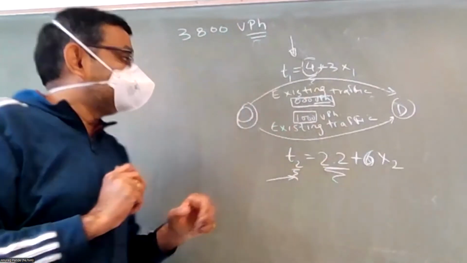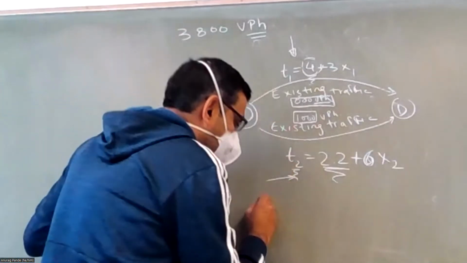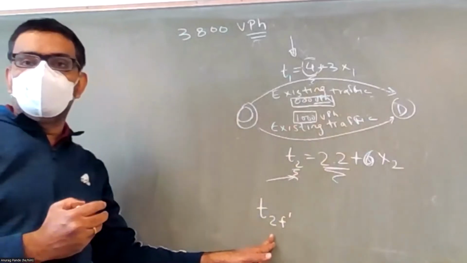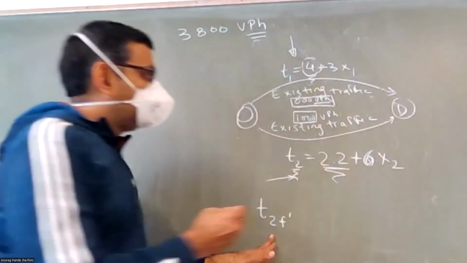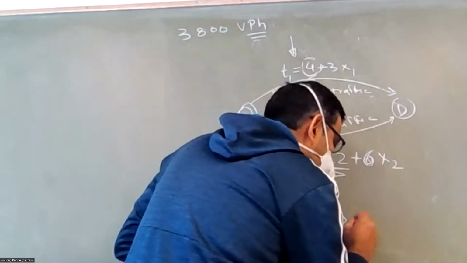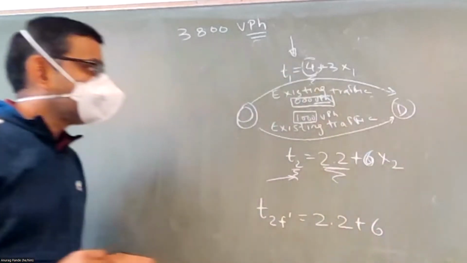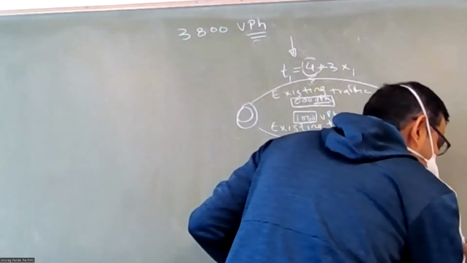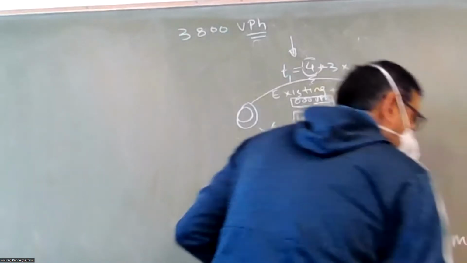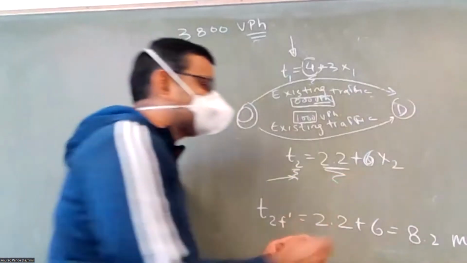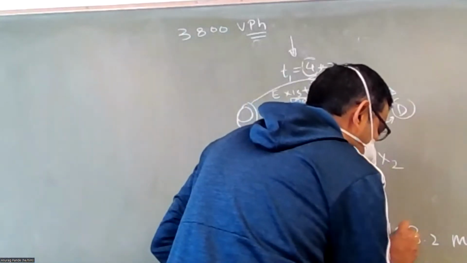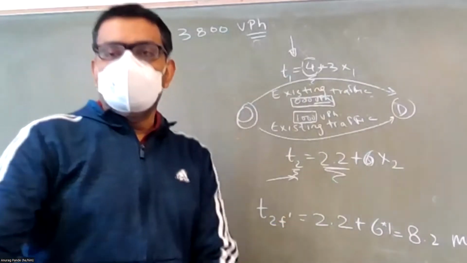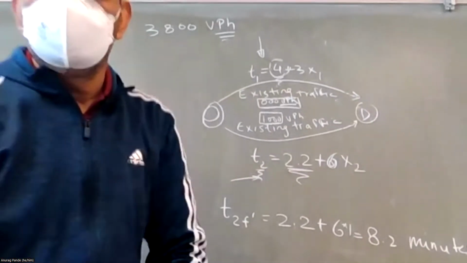I will need to figure out what my effective free flow travel time is. My effective free flow travel time in this scenario, I'm going to call it T2F prime, would be 2.2 plus 6 times 1, because 1,000 vehicles are in there. So 2.2 plus 6 gives me 8.2 minutes.